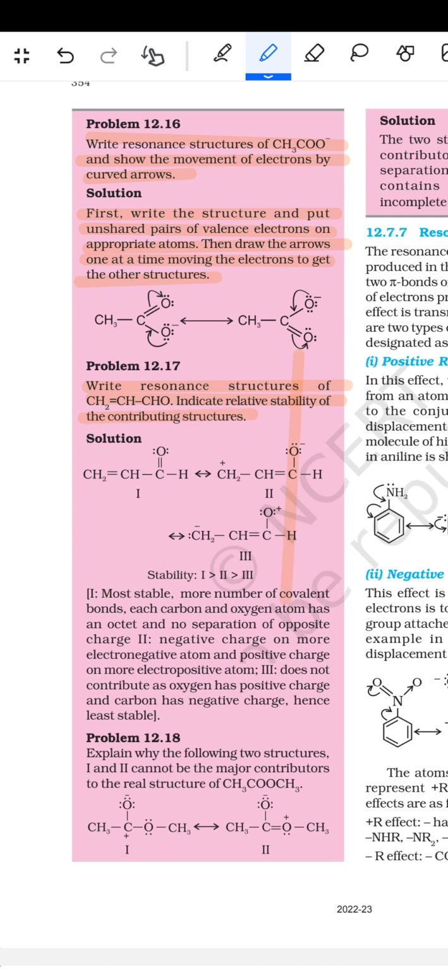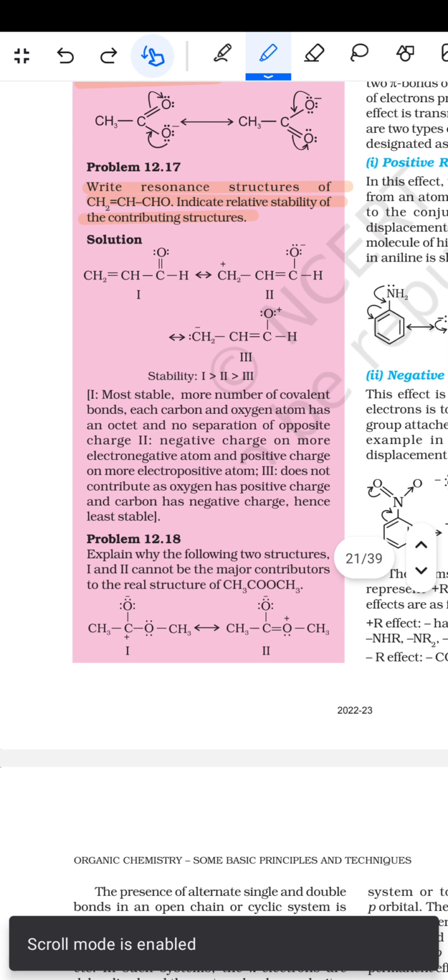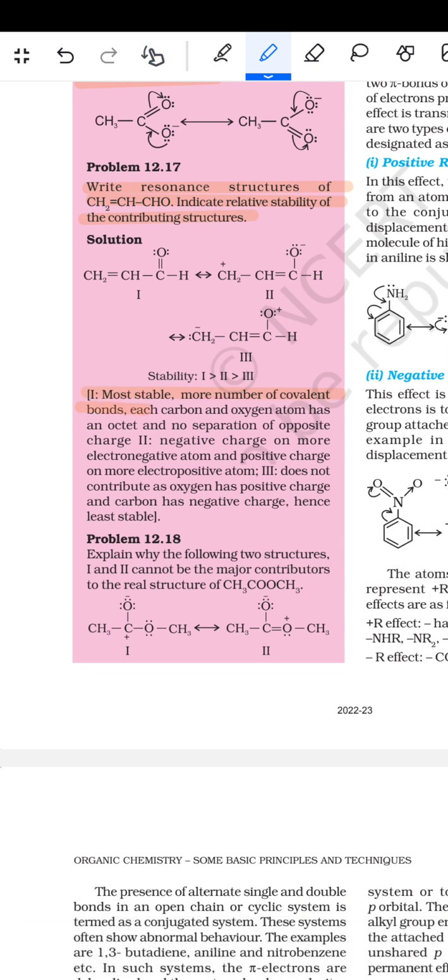So the first is the most stable, with more number of covalent bonds. Each carbon and oxygen atom has an octet and there is no separation of opposite charge. Second, negative charge on the more electronegative atom and positive charge on the more electropositive atom. Third does not contribute, as oxygen has the positive charge and the carbon has the negative charge, hence least stable.